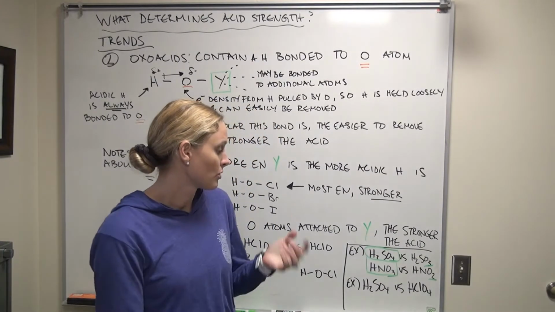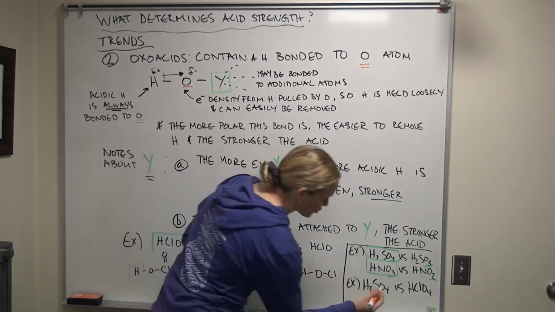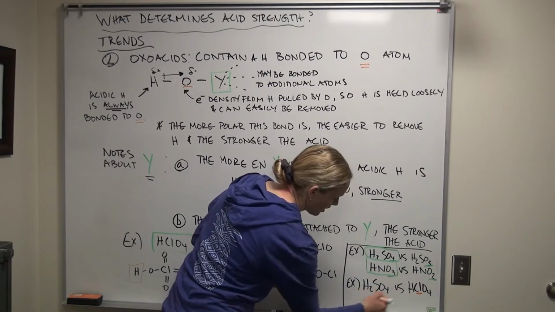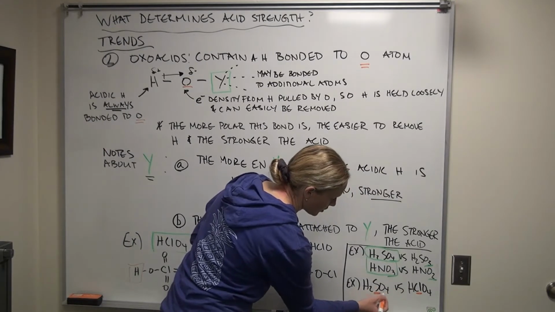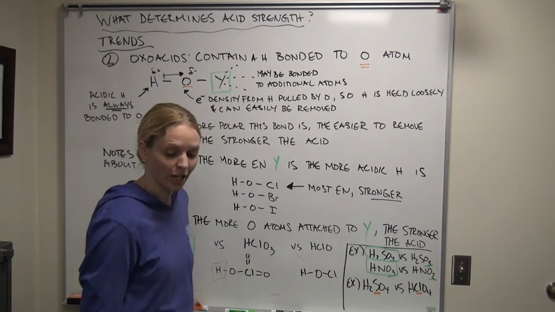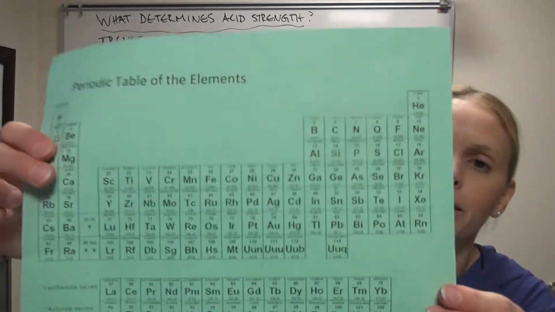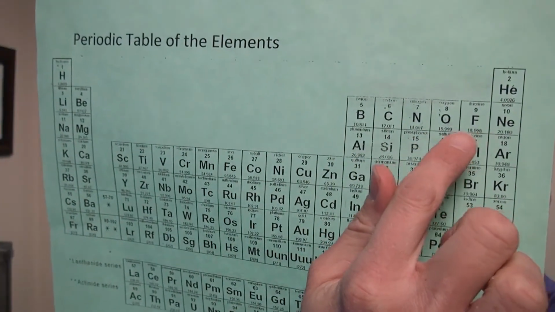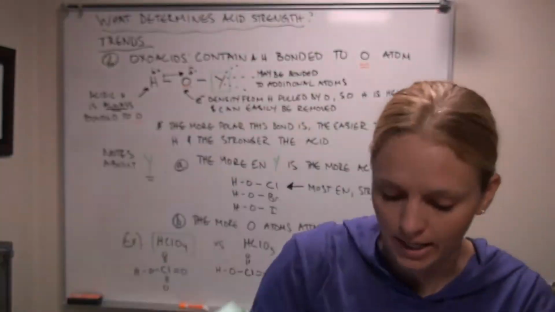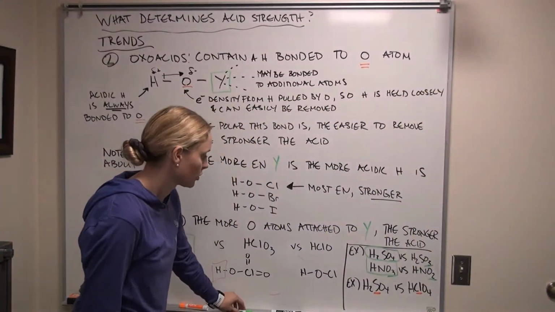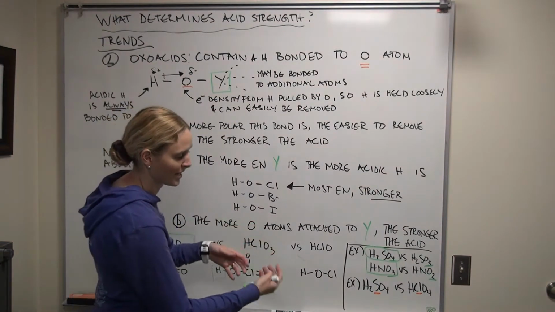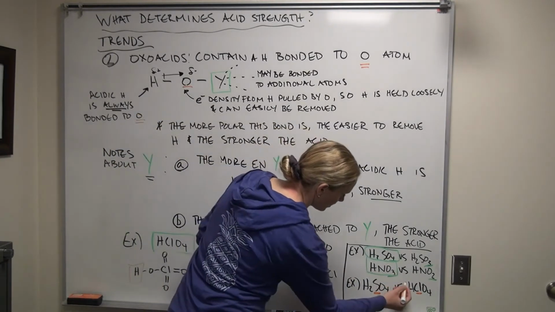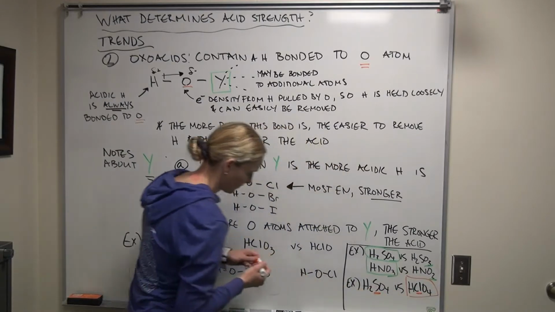So we need to use our comparison of our trend between sulfur and chlorine. Since they both have the same number of oxygens, we're going to compare the sulfur and the chlorine based on electronegativity, which was one of the binary trends. So we have sulfur here and chlorine here. Chlorine is more electronegative, and so therefore it's going to be pulling more electron density away from the hydrogen, and therefore it will be stronger.